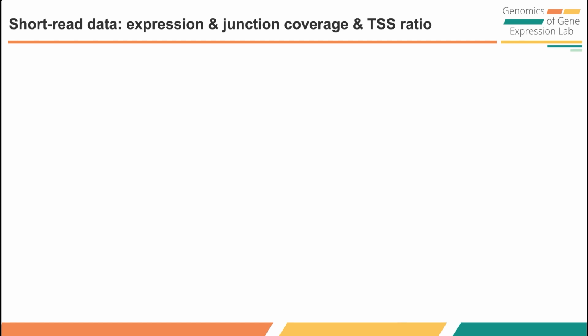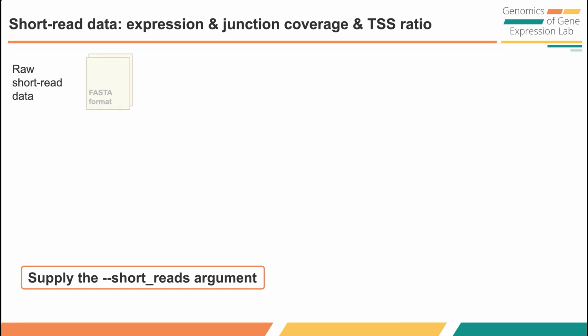Short read data can be supplied to SQANTI3 in several ways. The first one is raw short read data, for users who may want SQANTI3 to compute all short read based attributes internally without the need to perform any additional preprocessing. Short read FASTA or FASTQ files can be provided using the short_reads argument.